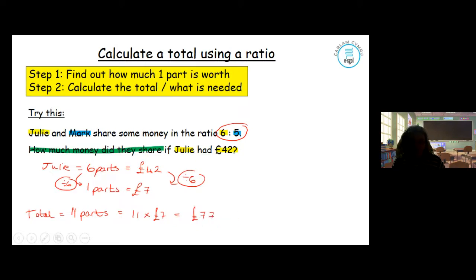Now we could have done that by working out Mark's share by finding 5 parts and then adding that on. What we would have had would have been 35 pounds for Mark, 42 pounds for Julie, and then we would have added them together to get the 77 pounds. So you can do it that way round as well if you want to.